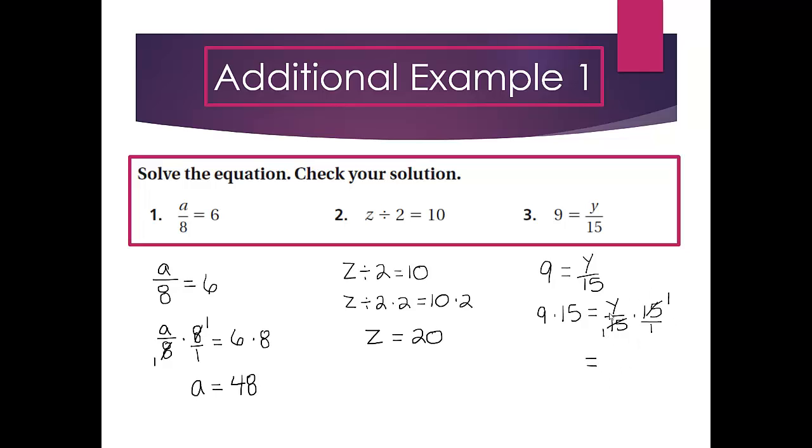On the right-hand side, now you're just left with y, and on the left-hand side, 9 times 15 is 135. You can also write this as y equals 135. Now if I check my solution, I can put 135 in for y, and 135 divided by 15 is 9.